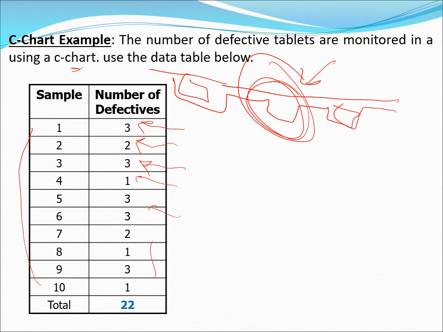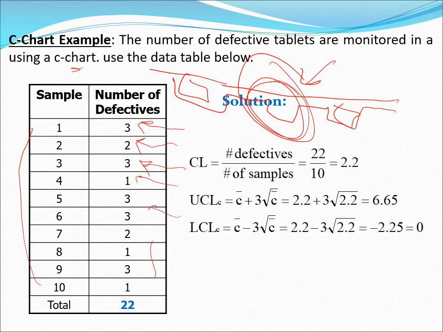Okay, so what we shall do now is calculate the control limit, which is the average number of defective tablets. What is the total number of defective tablets? 22. So we have to add all these numbers together to get the total, and then divide by the number of samples, like any average. So 22 divided by 10, so the average number of defective tablets is 2.2.